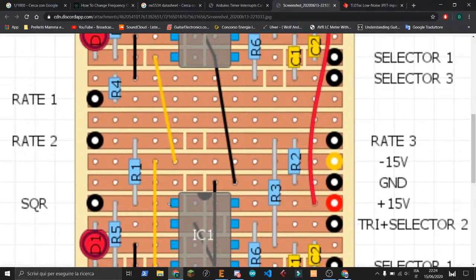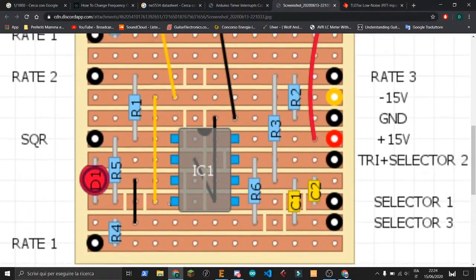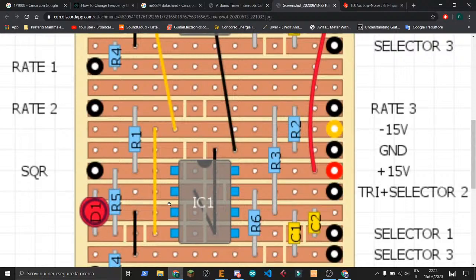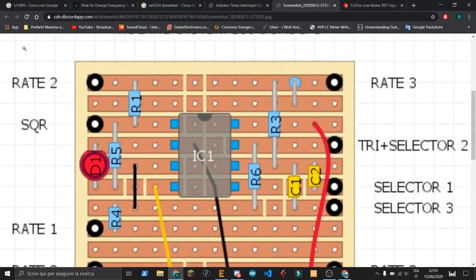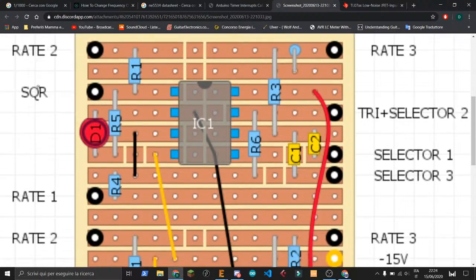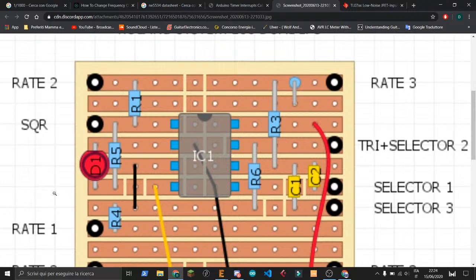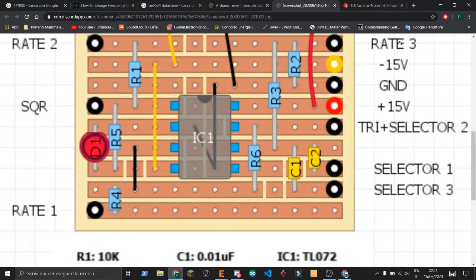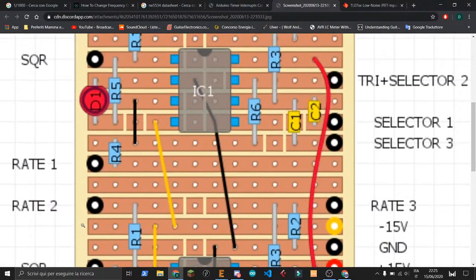But I assume something. I think that this person copied and pasted everything, even the names. Okay, I understood. Rate 1, 2, and 3 are the legs of the potentiometers, and rate 1, 2, and 3 here is another potentiometer. But this layout sucks really hard, actually. So I'm sorry for anyone that followed it.